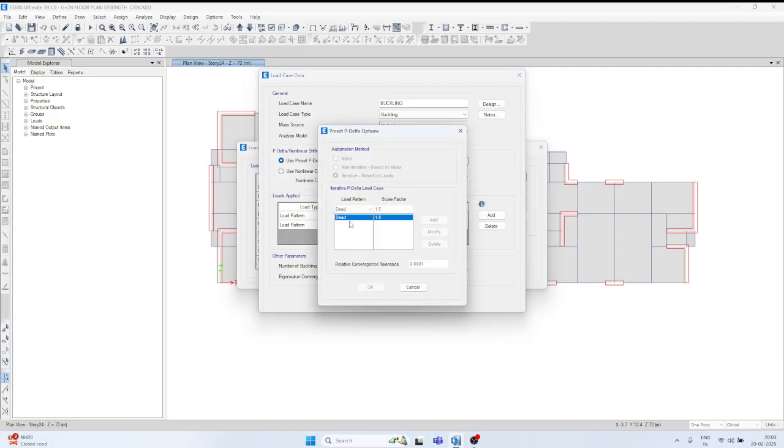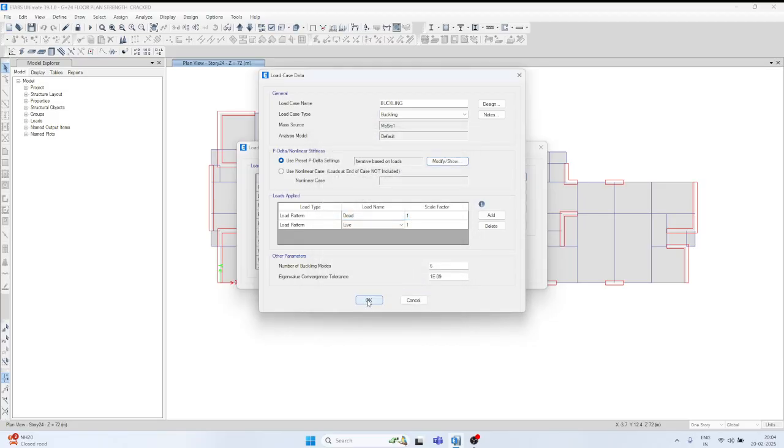See here, we apply 1.5 times dead load, which is governing. In the case of P-Delta there are two options: either 1.5 times dead load, or 1.2 times dead load plus 1.2 times live load if the structure is below 50 meters. Between them, whichever is governing you have to consider. In this structure 1.5 times dead load is governing, so we are taking this one. Just check it is there, then click OK.